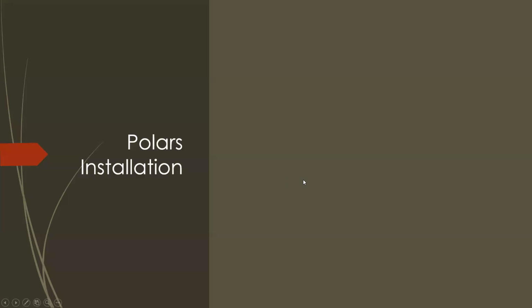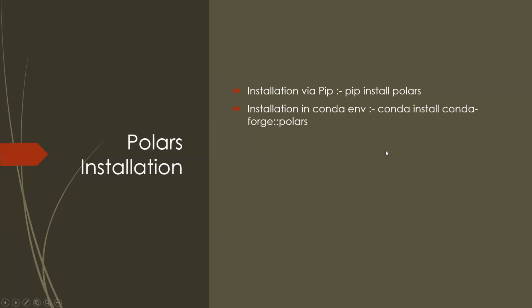Now, the next topic is Polars installation. The simplest way of installing Polars, whatever environment you are using, is to just type pip install polars and Polars is installed. Let's say you are using Anaconda. You can go to the Anaconda command prompt, just type pip install polars, and it will install Polars for you.